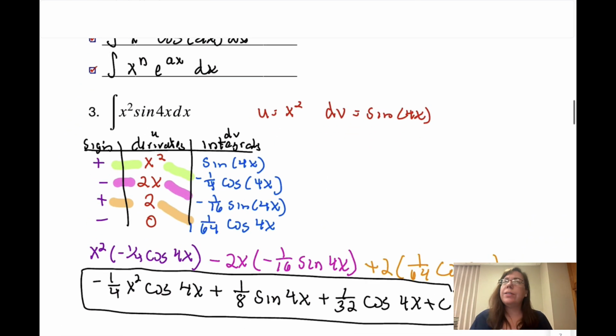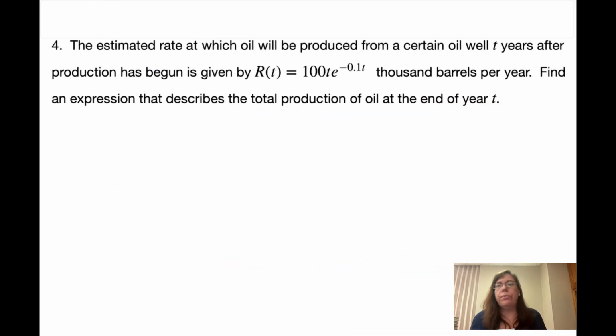Okay, next thing we're going to do is application problems. We can apply this to real life situations. So in this case, the estimated rate at which oil will be produced from a certain oil well t years after production has begun is given by R(t) = 100te^(-0.1t), thousands of barrels per year. Our job is to find an expression that represents the total production of oil at the end of t years.